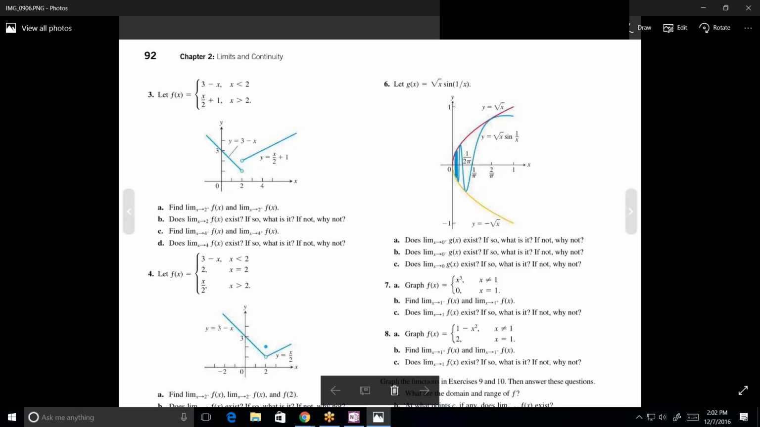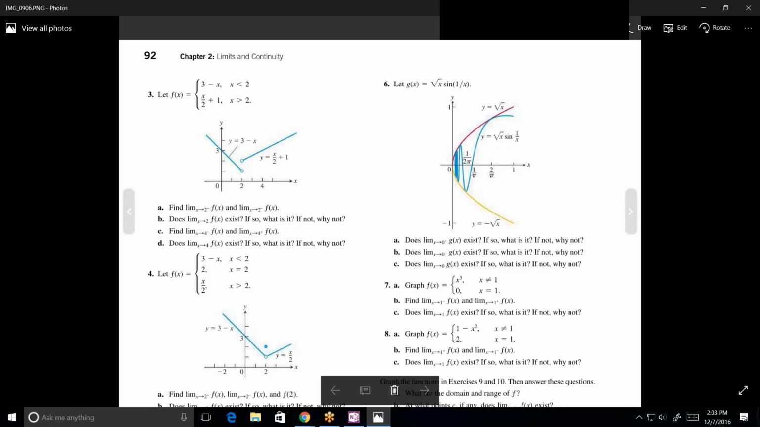Okay, C. Find the limit of f of x as x approaches 4 from the left. It would be 3. Good. What about from the right? 3. So what's the limit as it approaches 4? 3. Correct.